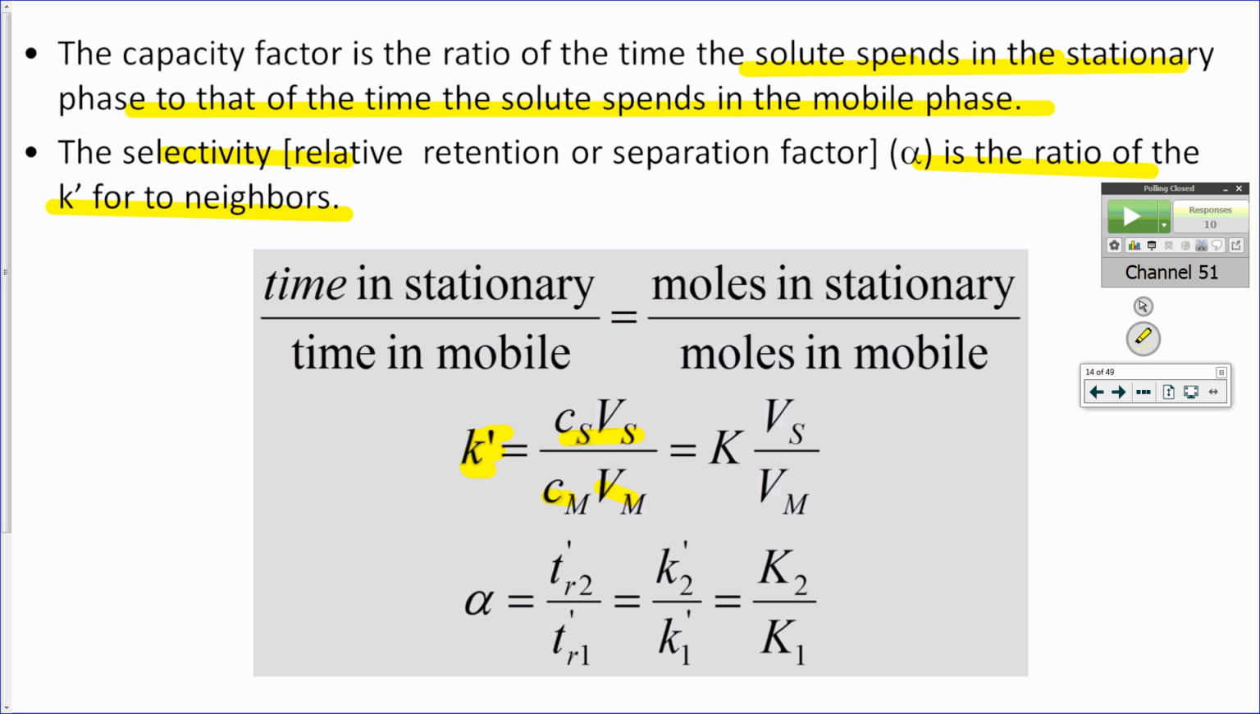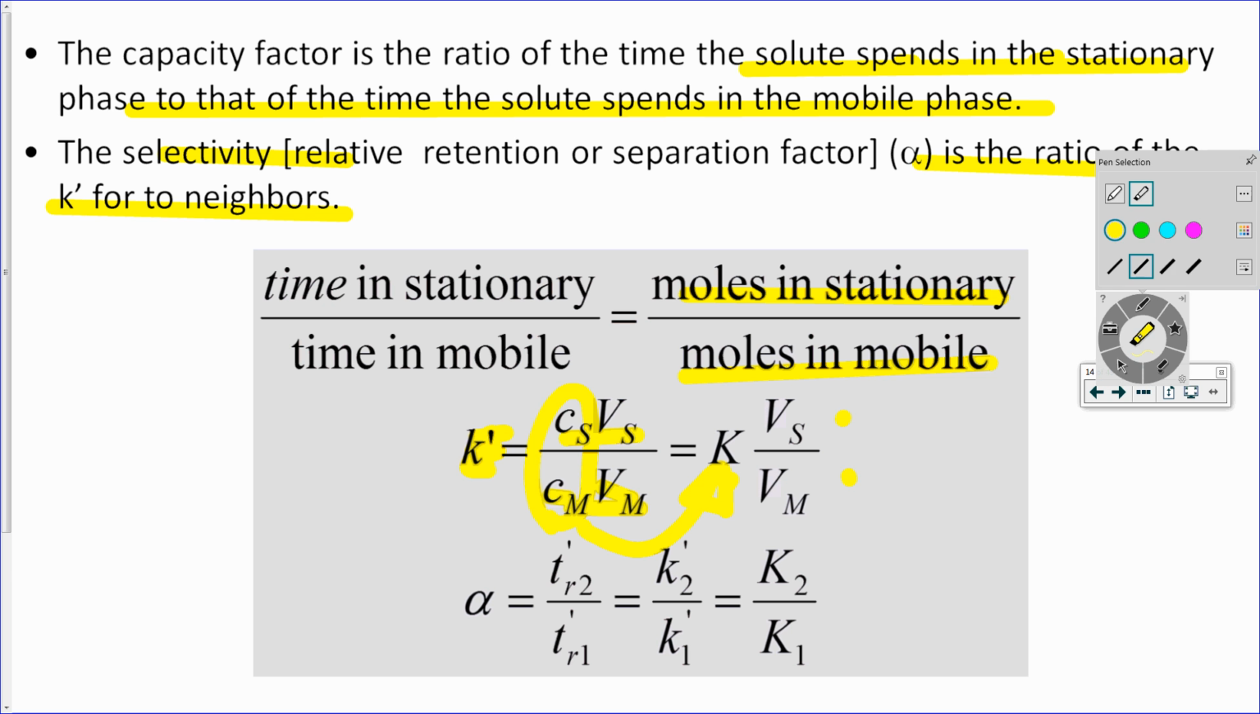Concentration times volume is equal to moles. So it's moles in the stationary phase divided by moles in the mobile phase. Now the ratio of the concentrations is our definition of the partition coefficient that we talked about just a few slides back. So K prime is the partition coefficient times the ratio of the volumes of the two phases. I can change the things in the stationary phase, and it's going to change K.